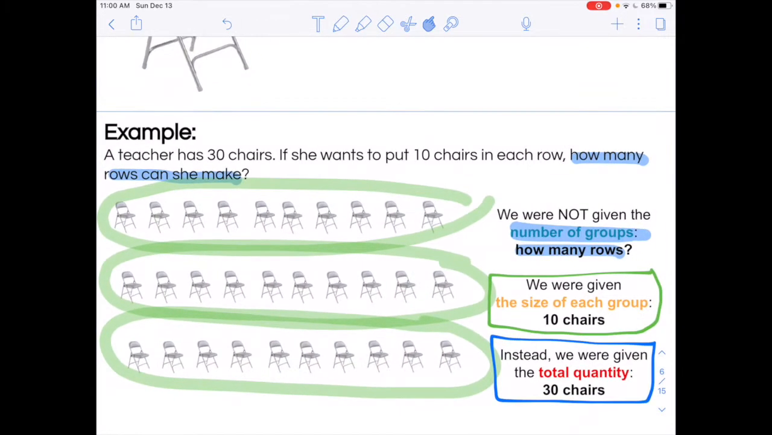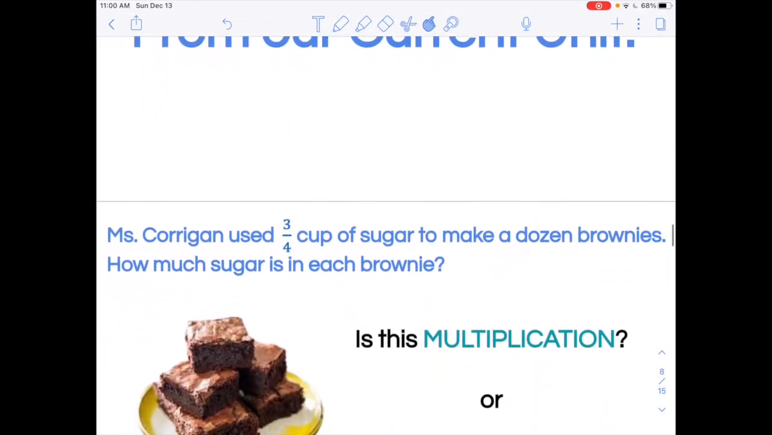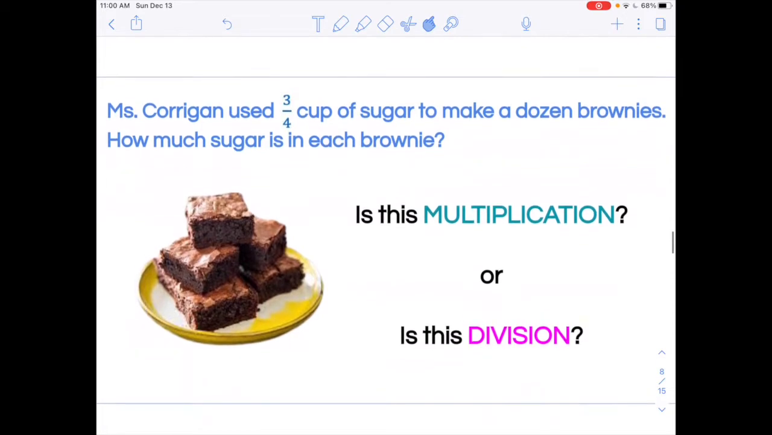Okay, so let's look at the 6th grade version from our current unit. You know Ms. Corrigan likes to bake. She used 3/4 of a cup of sugar to make a dozen brownies. How much sugar is in each brownie? I'm going to read it one more time, and then I'm going to pause the video, and you need to make a guess. Ms. Corrigan used 3/4 cup of sugar to make a dozen brownies. How much sugar is in each brownie?